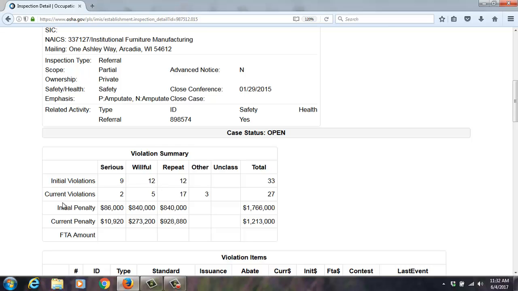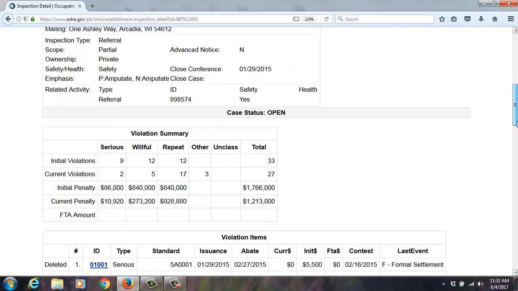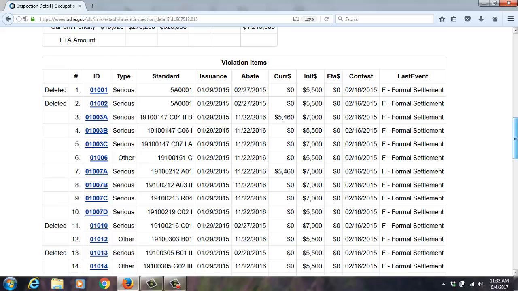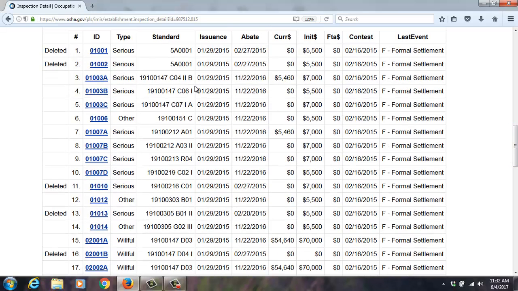We got the different types of initial and current. So it looks like repeats went up, willfuls went down, serious went down, and there are some others. Initial penalty 1.76 million dropped to 1.21 million. And then we can look at what the actual citations were. So they've got them numbered here, so you can click on it and read about it, the type they are, the standards. So look, we've got 2 general duty clause citations here. 147 I believe is lockout tagout. 151, I think, is eyewash.